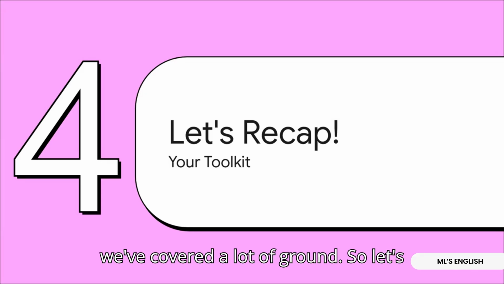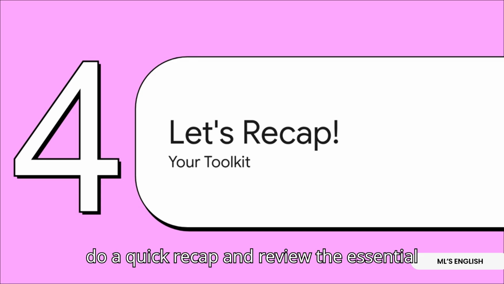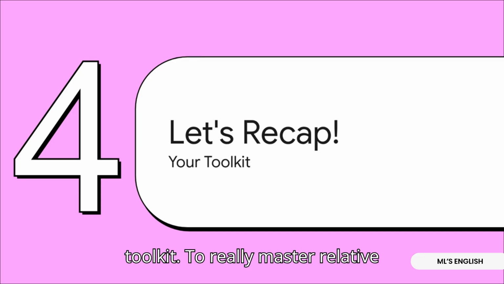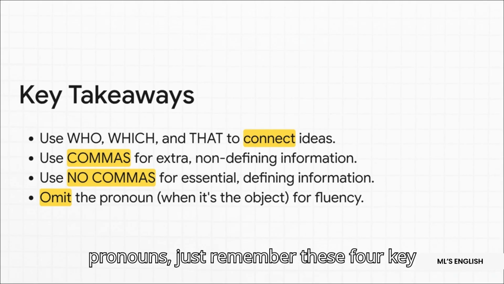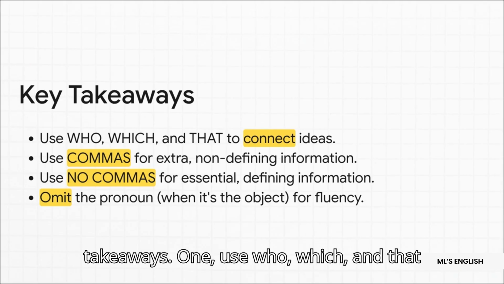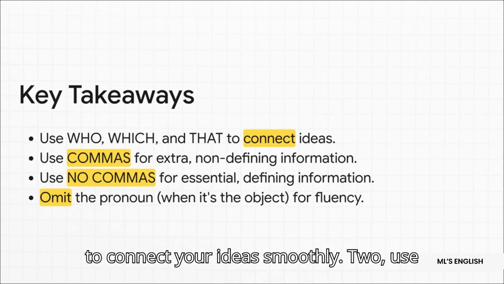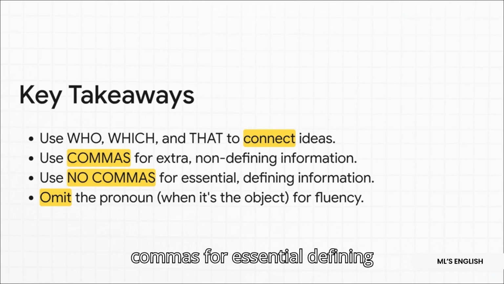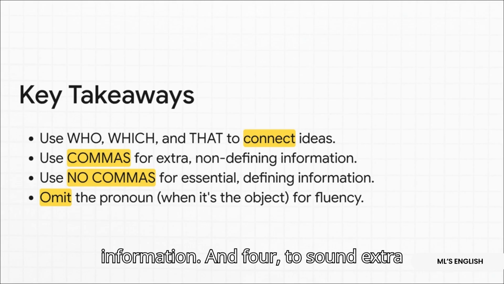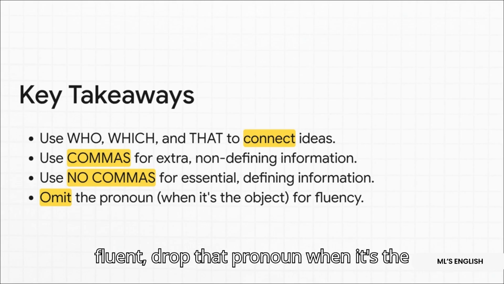Whew, we've covered a lot of ground. So let's do a quick recap and review the essential tools for your new relative pronoun toolkit. To really master relative pronouns, just remember these 4 key takeaways. 1. Use who, which, and that to connect your ideas smoothly. 2. Use commas for that extra, by the way, non-defining info. 3. Use no commas for essential defining information. And 4. To sound extra fluent, drop that pronoun when it's the object.